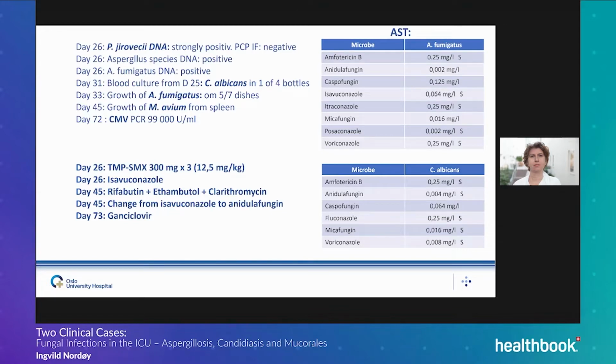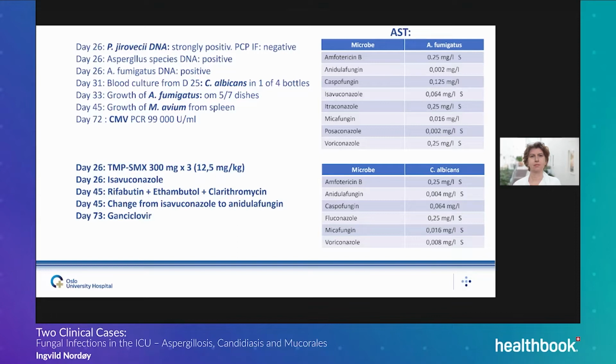On day 31, we got the message that she had Candida albicans in her blood culture, but in only 1 of 4 bottles taken at that time. And that's always a bit tricky. What should we do with that? And on day 33, the growth of Aspergillus came on 5 of 7 dishes, which made us feel better and more certain that this was indeed an Aspergillus infection. But actually, having looked at her CT scan, we were quite certain of that.